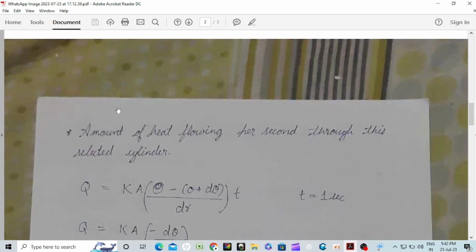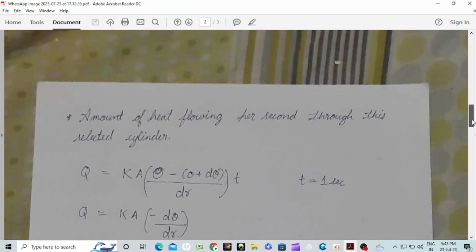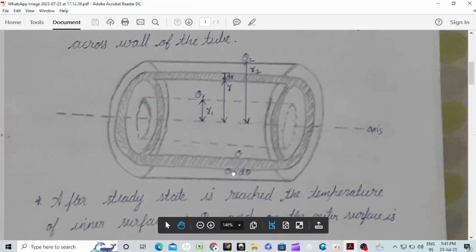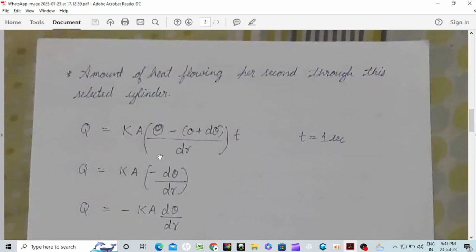Now we have to find the amount of heat flowing per second through the selected cylinder. It is given by the law of conduction. Q is equal to K A (theta minus (theta plus d theta)) by dr times T, where theta and theta plus d theta are the inner and outer surface temperatures of our selected cylinder. Theta is the inner surface temperature of our coaxial cylinder and theta plus d theta is its outer surface temperature. And minus d theta by dr is the temperature gradient across our coaxial cylinder.